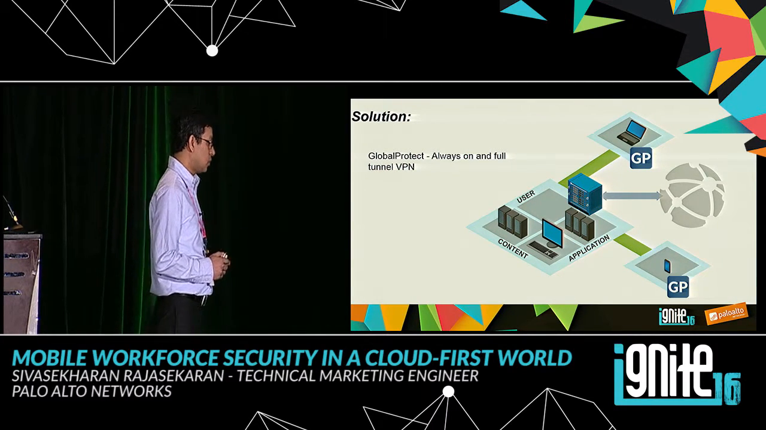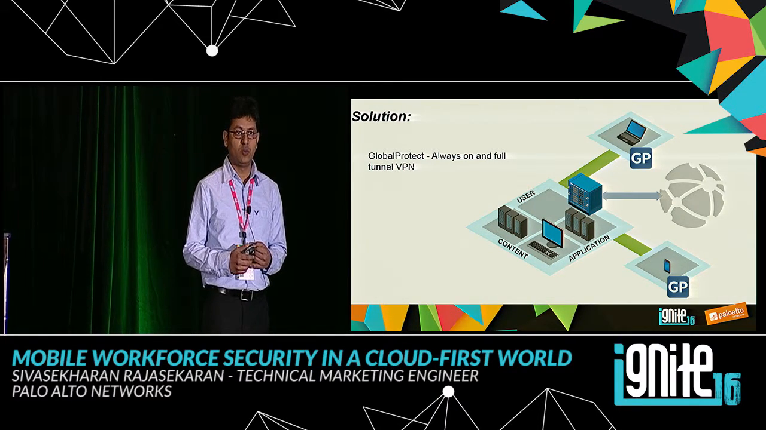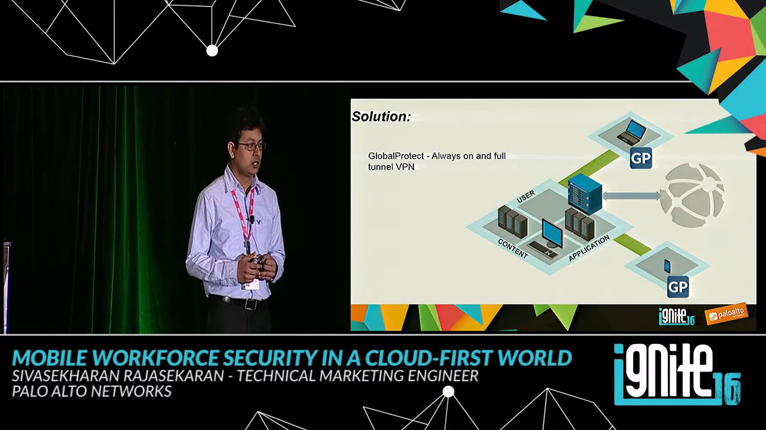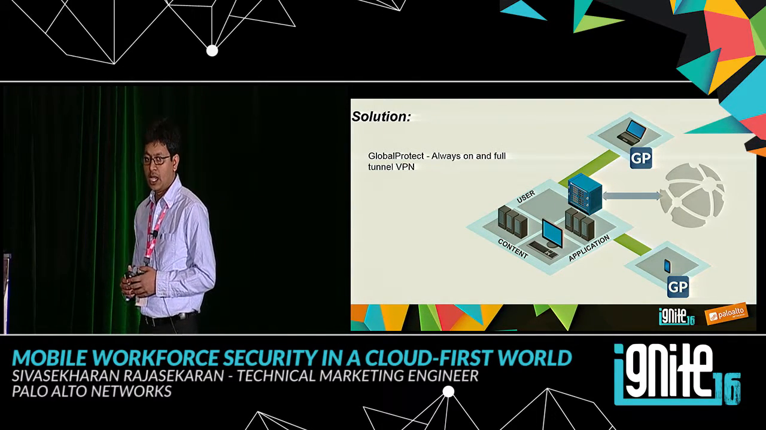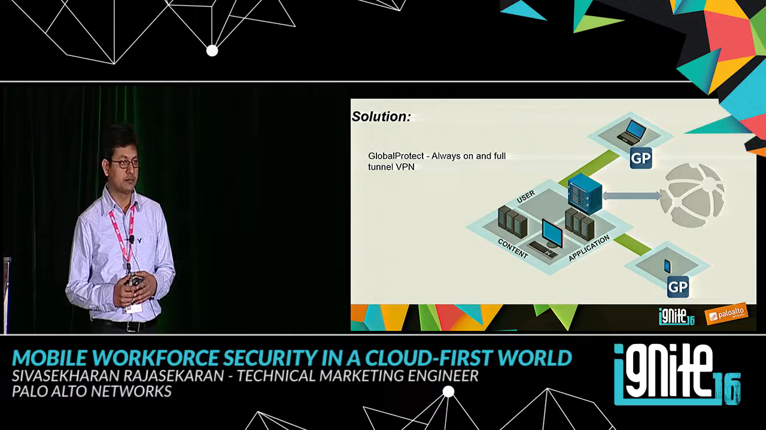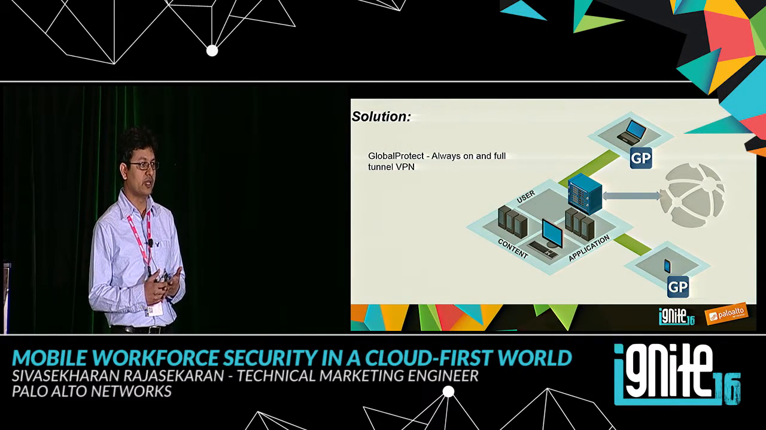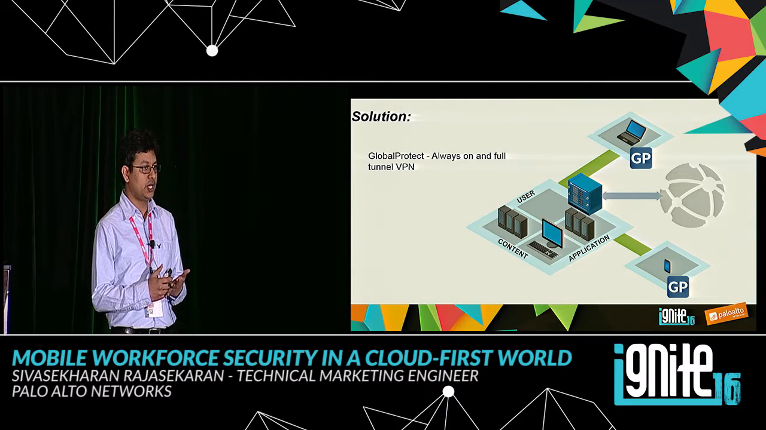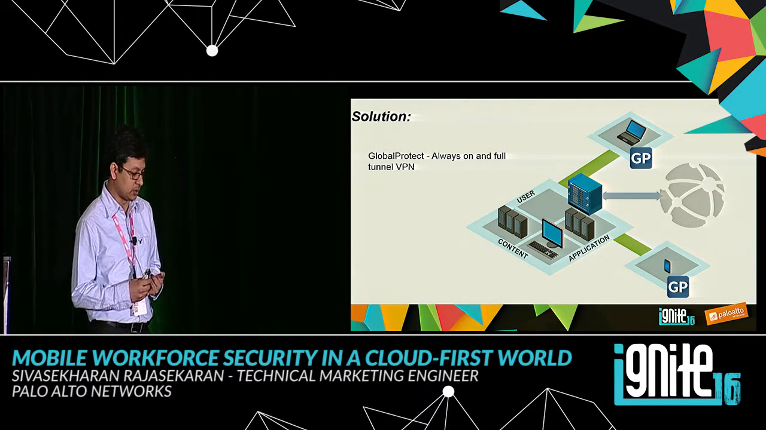Now, if you want this firewall to protect all the traffic from this user, and if you want this protection all the time, you must deploy GlobalProtect in an always-on mode, and you must also disable split tunneling. When we started the session, I checked to see if you have deployed GlobalProtect. You said yes, but I did not see anybody who has deployed GlobalProtect in an always-on mode, and nobody who has deployed it with split tunnel disabled.